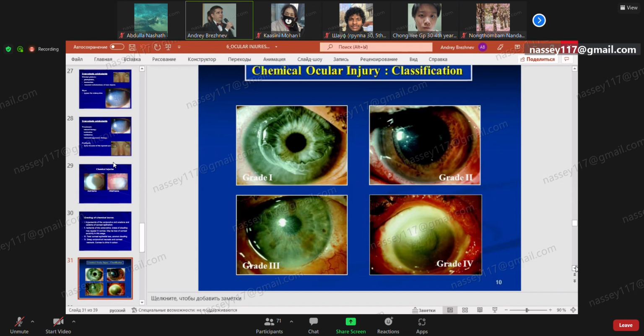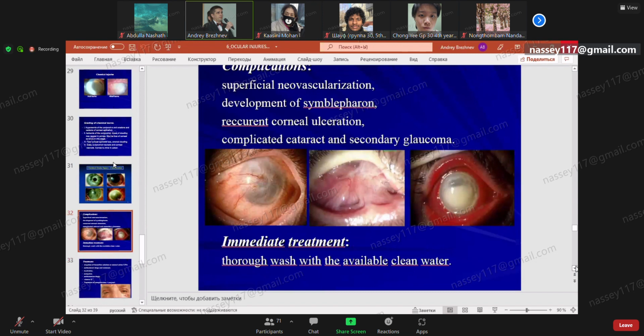And finally, 4th grade: deep conjunctival necrosis and corneal necrosis. The cornea is china white in color, partially or totally. What are the complications of chemical burns?